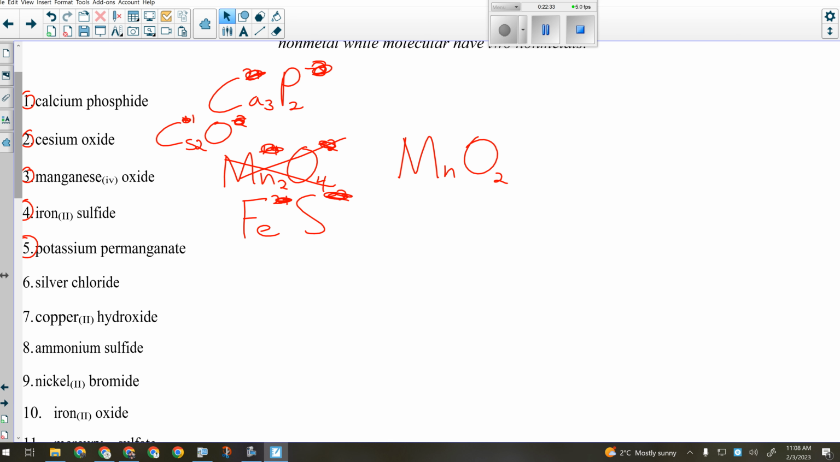All right, and number 5, we actually talked about this stuff. This is the purple crystals that stain your fingers. Okay, so this is potassium, which is +1, with permanganate, MnO4, which is a -1. Is that compound okay if I just get rid of the ones? It is, yeah, the charges are already balanced. If I wanted to, I could enclose the MnO4 in brackets, but I wouldn't have to.